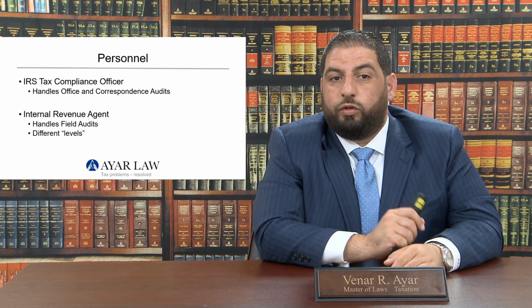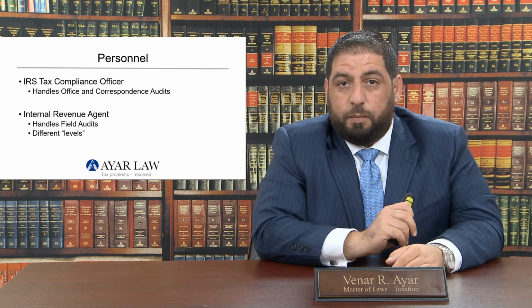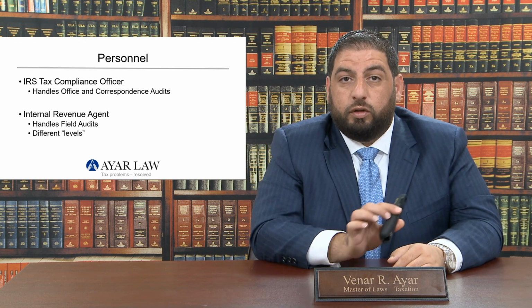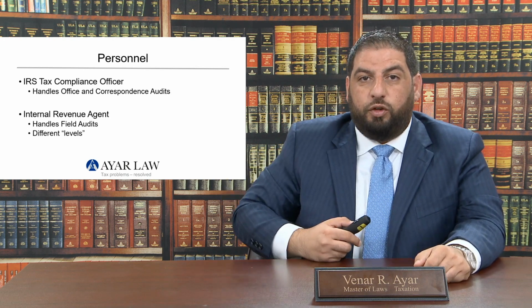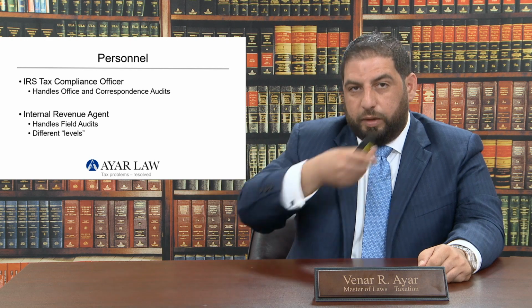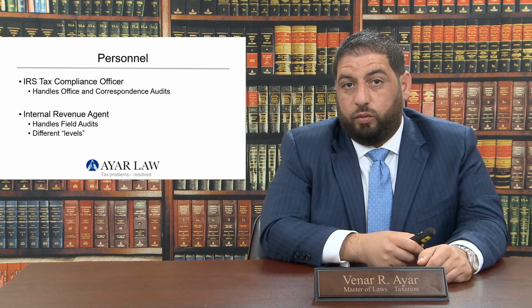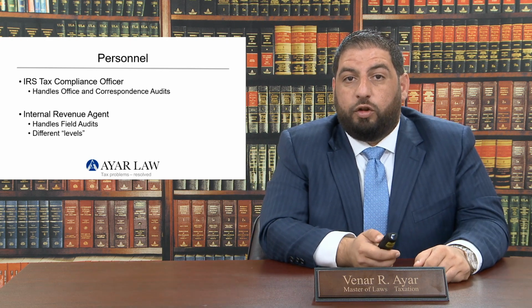There's also what's called internal revenue agents. They handle IRS field audits. That's the third type of audit. The third way to get audited is the IRS comes to you, or to your accountant, or your place of business, or to any place really that you choose, and they come audit you on your site.